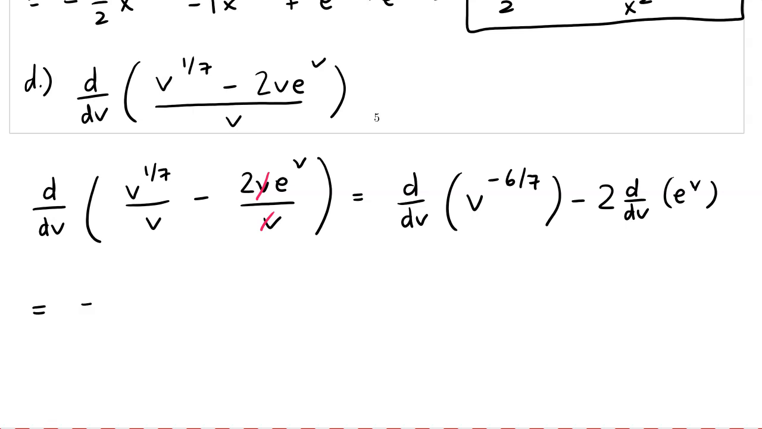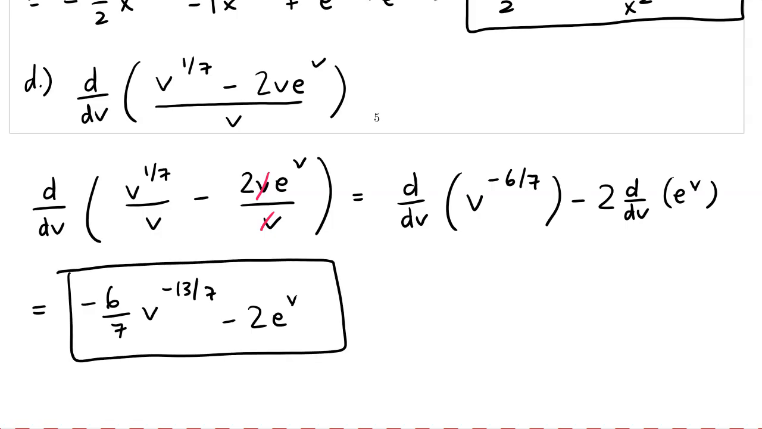If I use the power rule, we have negative 6/7 times v, and then, let's see, negative 6/7 minus 1, that should be negative 13/7, minus 2 times e to the power of v. And here's our final answer for part D.